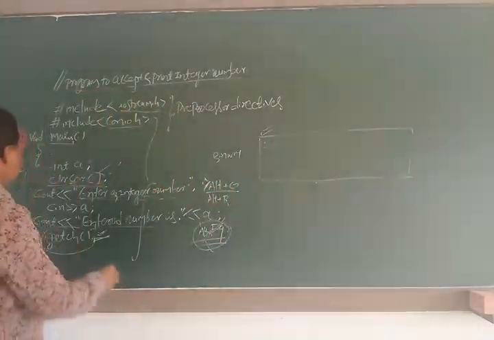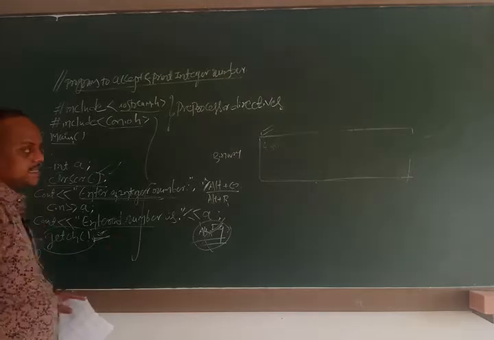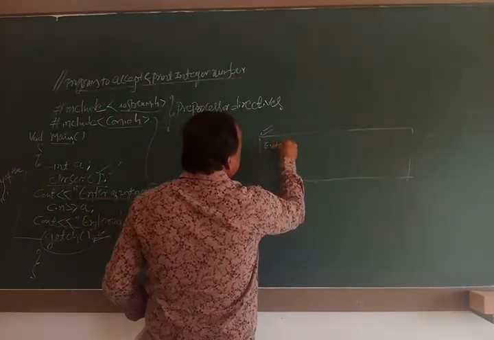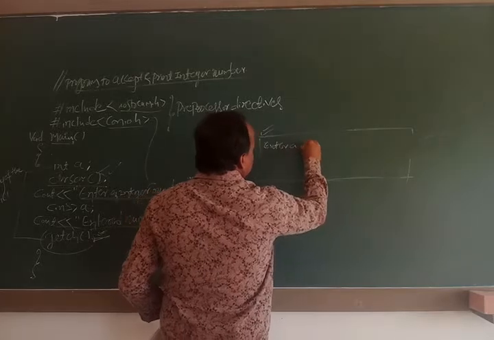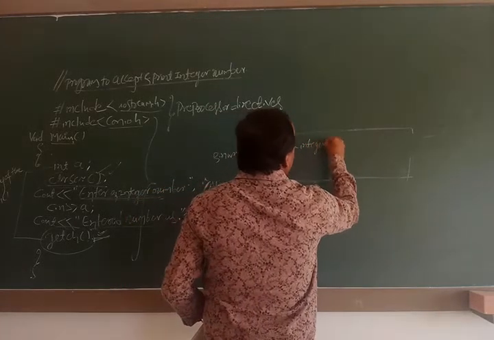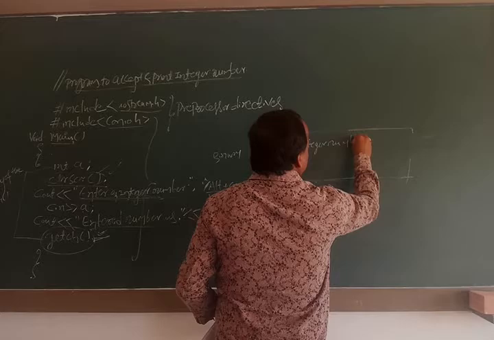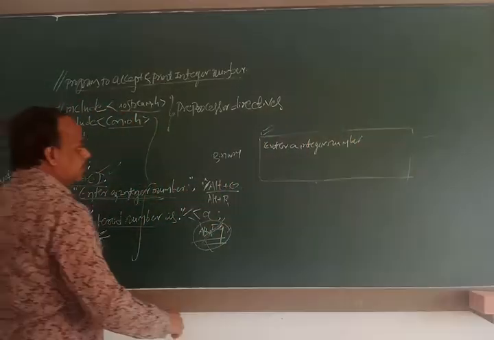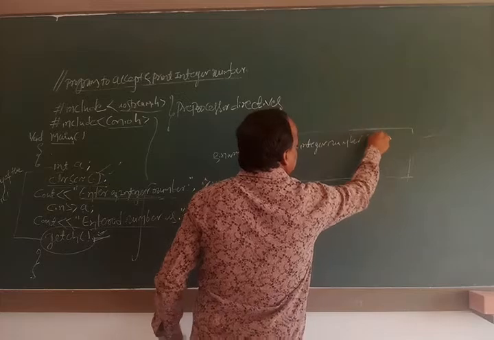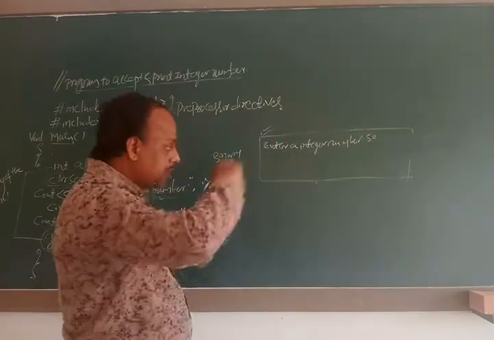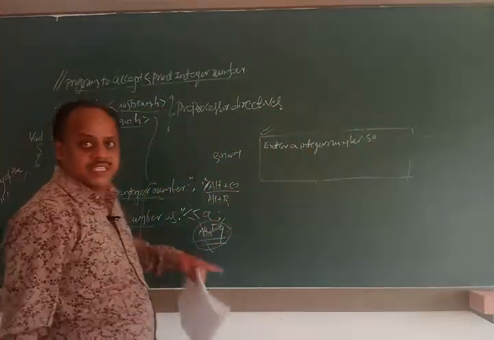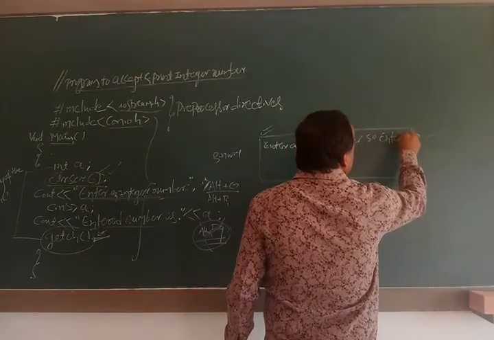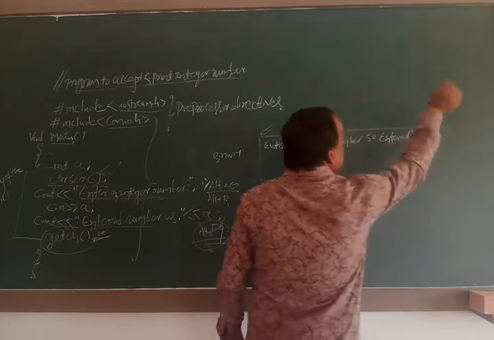Once again, whatever the first cout statement is, that is printing. Means enter a integer number, like this. Once again it is printing, and afterwards I am entering 50, and afterwards the next cout statement is printing, that is, entered number is 50, like this it is printing.